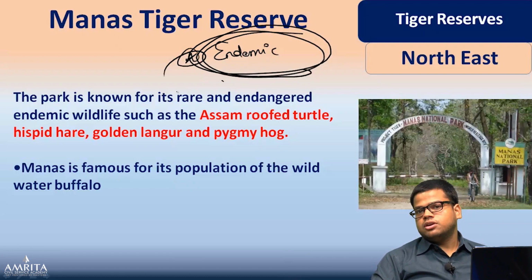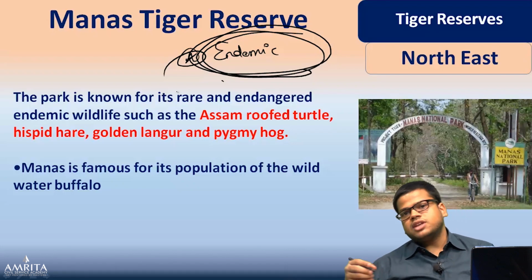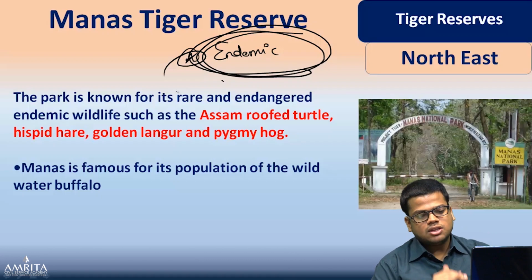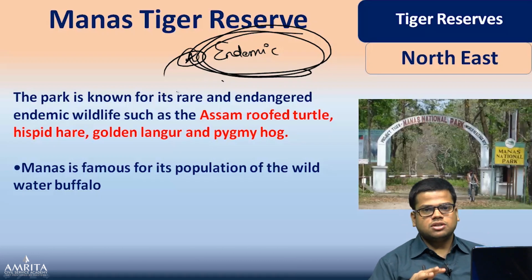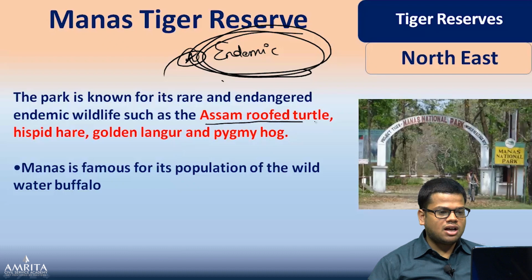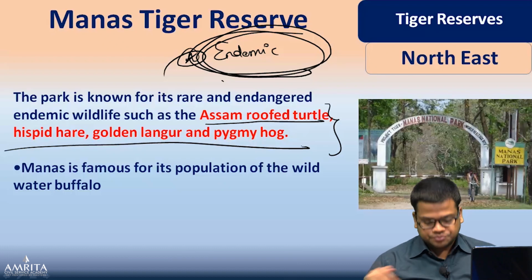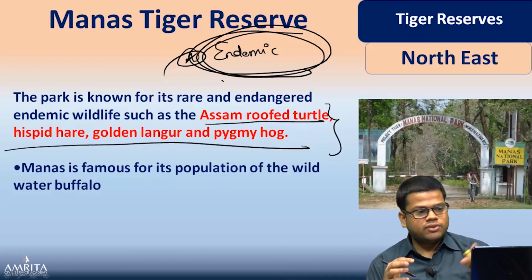Endemic is a very important word. Endemic means that it is found only here. This place specializes in having these kinds of species: the Assam roof turtle, hispid hare, golden langur, pygmy hog. So these species you must remember. We will cover those species.